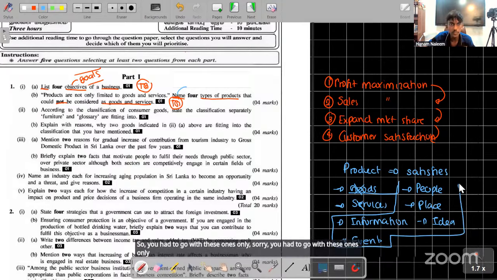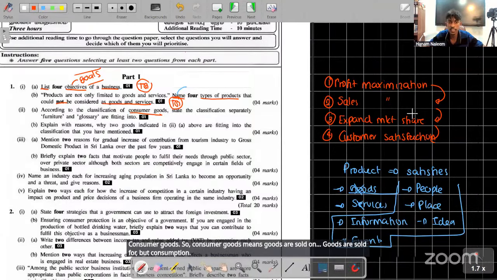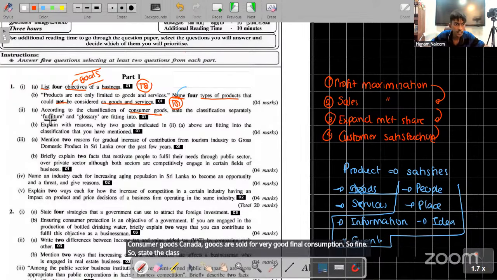Okay, easy question. Next, according to the classification of consumer goods. Consumer goods means goods that are sold for final consumption. So fine. State the classification separately.